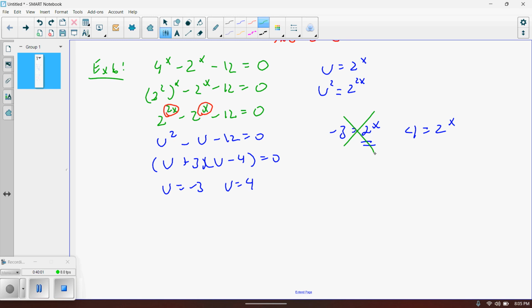The one on the right, however, should be relatively obvious. We probably don't need to go through this process because you know that 2 to the second power is 4, so x should be 2. But you could rewrite 4 as 2 squared, which would equal 2 to the x, which means that your exponents have to be equal to each other, so x does indeed equal 2. So 2 is the solution to example 6.